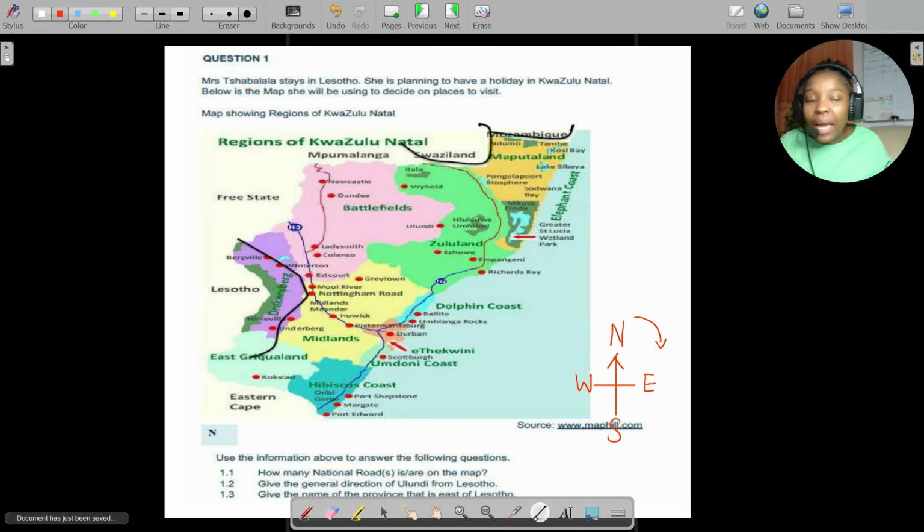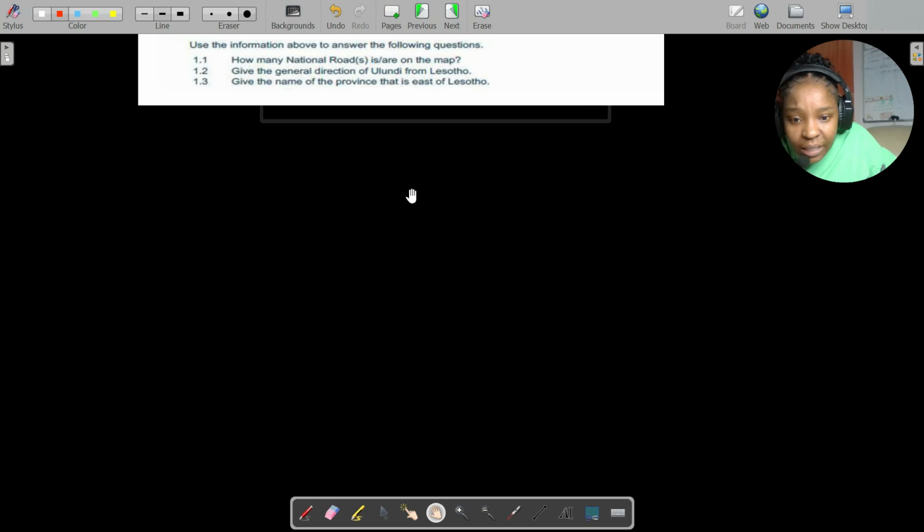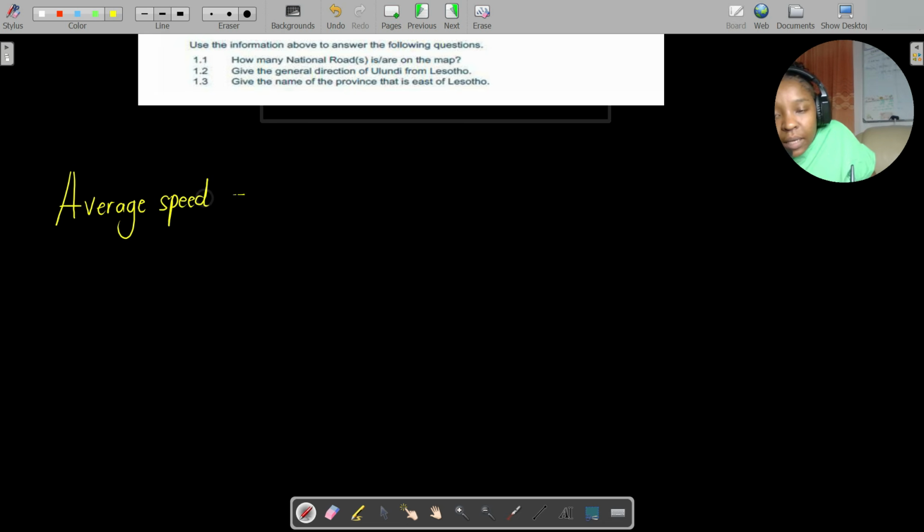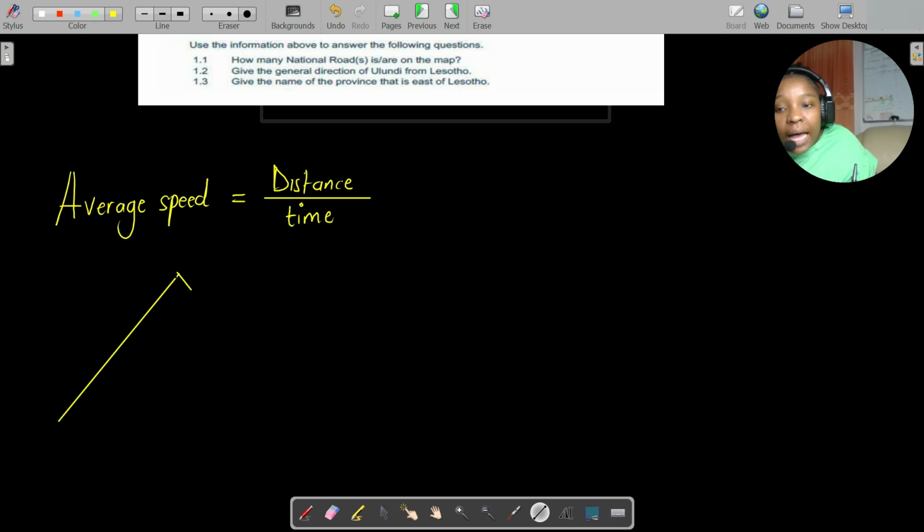Another thing, when it comes to analyzing a map, you need to be able to work with this formula. Average speed is equal to distance over time. So I'm just going to write it here. You need to be able to work with this formula. Average speed is equal to distance divided by time.